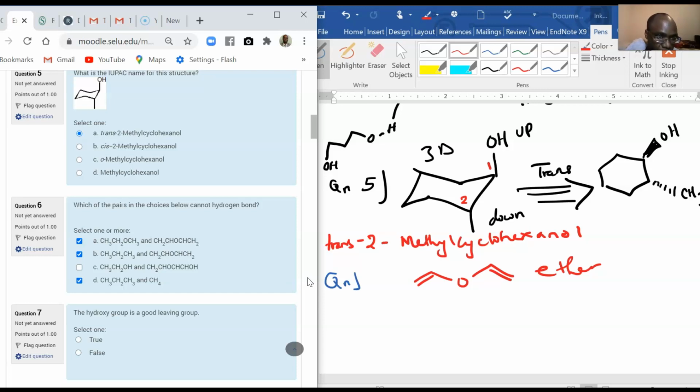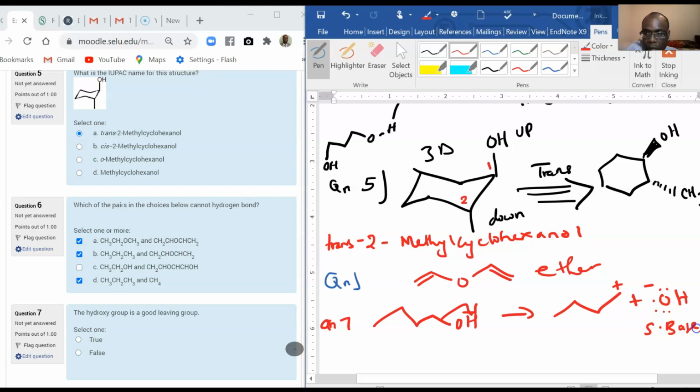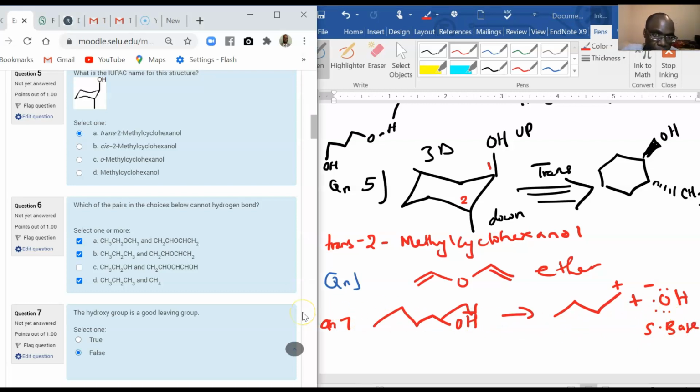The hydroxy group is a good leaving group. No, it's not, because let's say you have, this is question 7, an OH and you lose it. What will you get? You'll get a carbocation, but you'll also get OH minus. So is OH minus a good leaving group? No, because this is a strong base. Good leaving groups must form weak bases. So the answer is false.